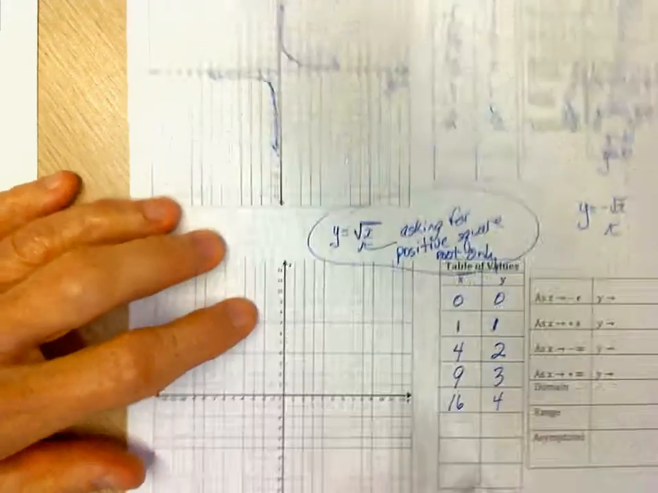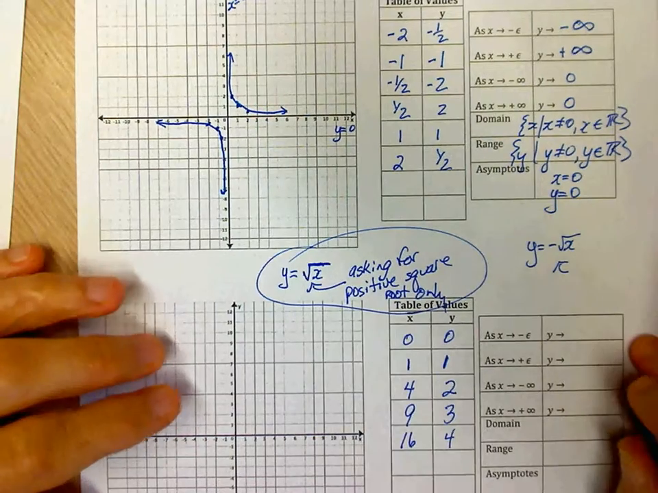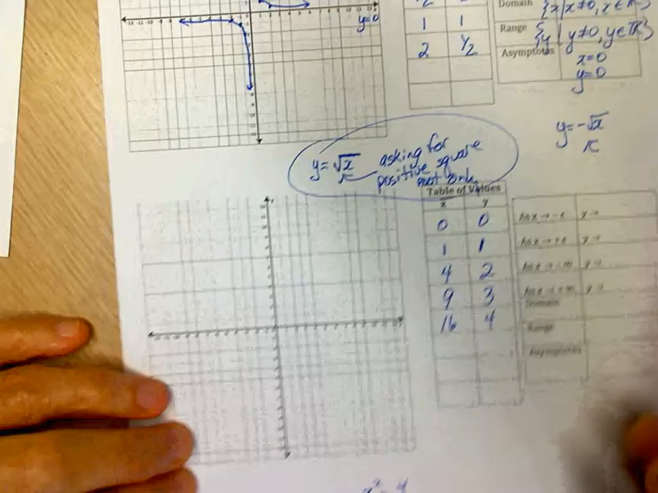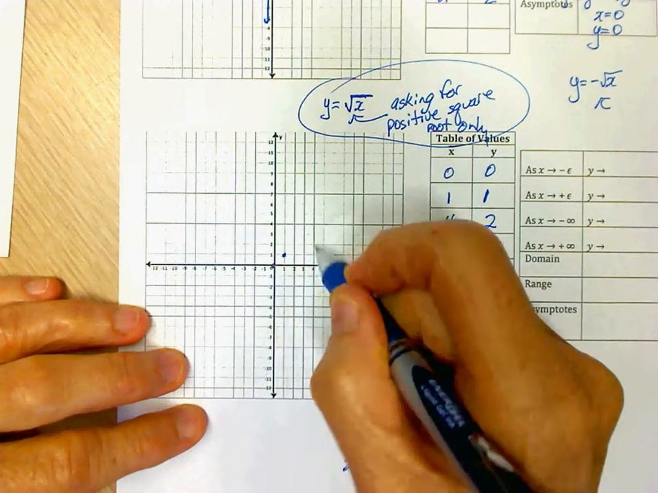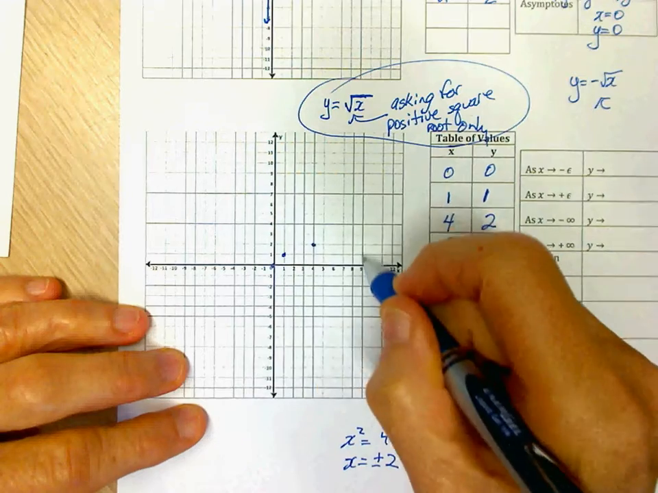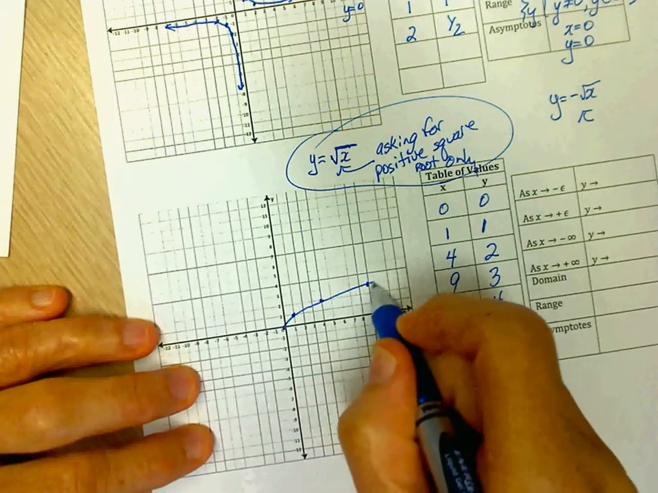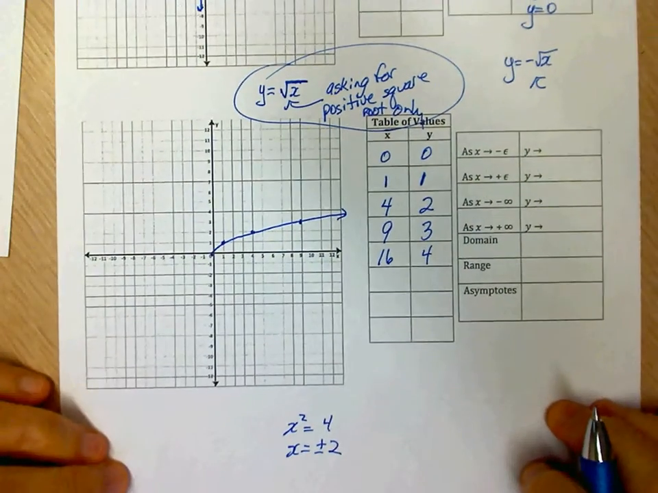But don't confuse this with this. They're two very different things. This is asking for the positive square root. Okay, so why don't we graph it? We have 0, 0, 1, 1, 4, 2, 9, 3. And so that goes like this. And there's our graph of the square root function.